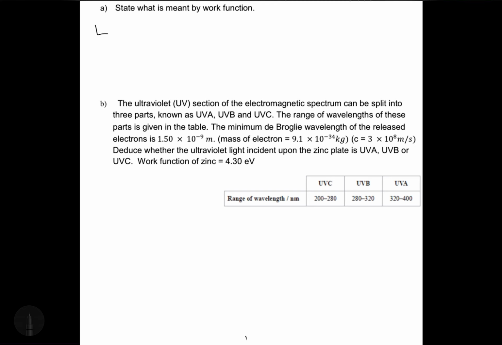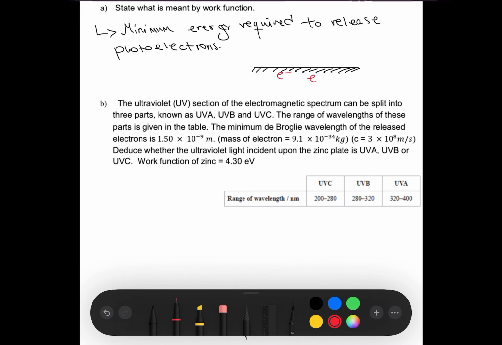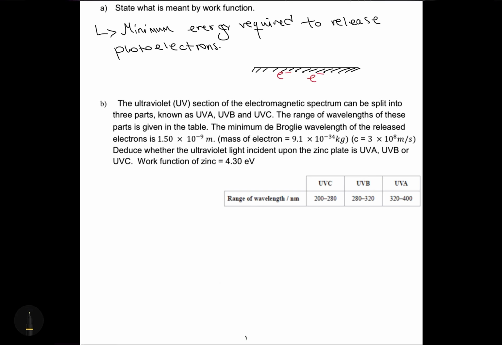The first thing they want to ask is to state what is meant by the work function. Well, you guys now understand that the work function is the minimum energy required to release photoelectrons. If you're not clear on the topic of the photoelectric effect, basically we have these types of metals, like cesium, potassium, magnesium, and we know that in metals we have free electrons. The whole idea behind the photoelectric effect is that if light has enough frequency and enough energy, it can hit the surface of a metal, and these electrons have something called a work function.